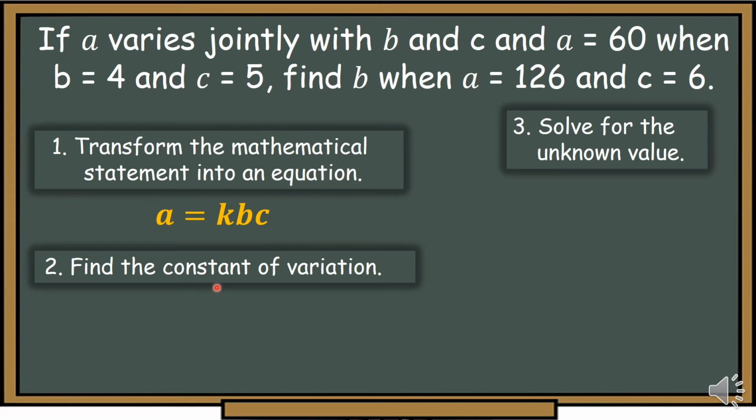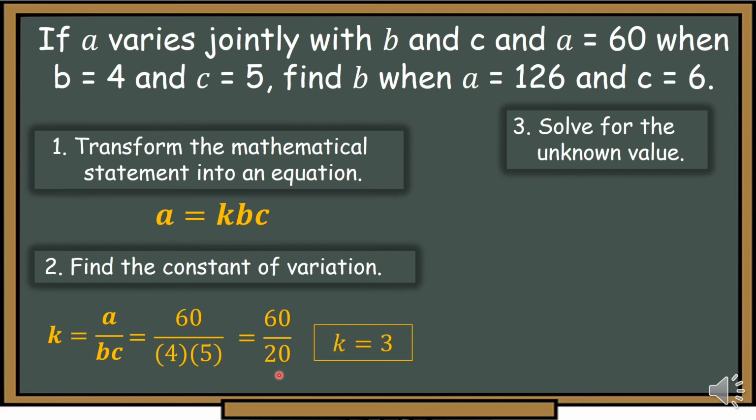The constant of variation is A over BC. Our A is 60, our B is 4, and our C is 5. So 60 over 4 times 5 is 60 over 20. Our K now is equal to 3. Let us now find B when A is 126 and C equals 6.